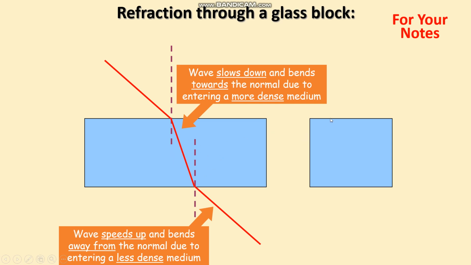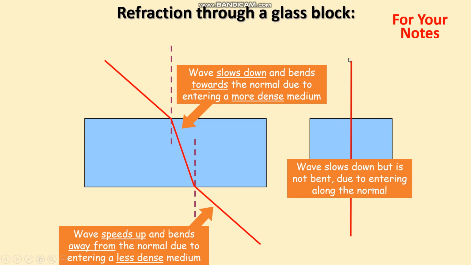Now if you shine a ray of light down the normal line here, like so, you'll find that there is no bending or path deviation at all. The light still slows down when it enters the block, but it doesn't bend or change direction. The reason for that I'm going to show you in the next little video clip, but you do need these diagrams carefully drawn in your exercise book. You might be asked to reproduce them in a test. So pause the video and do that now, please.